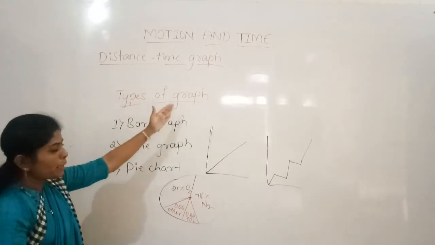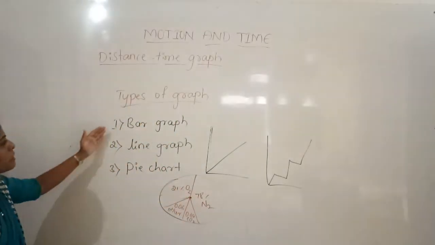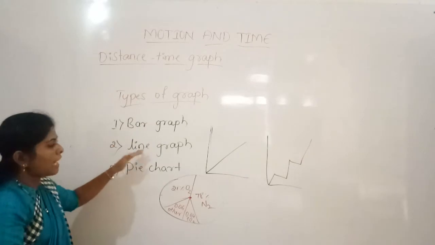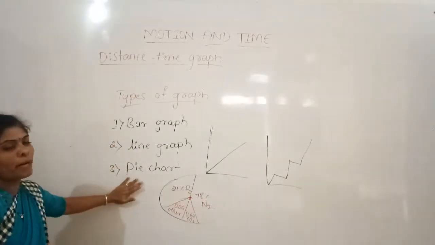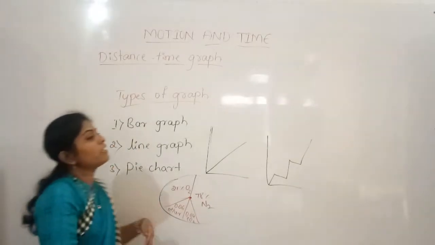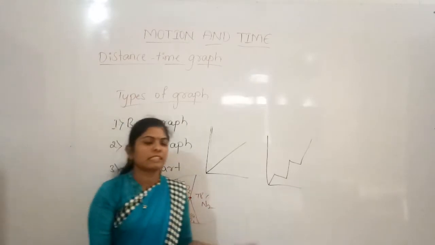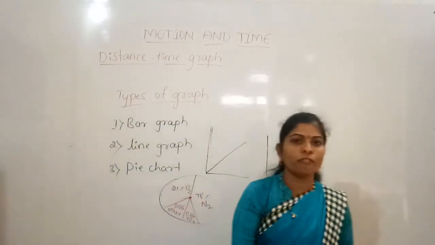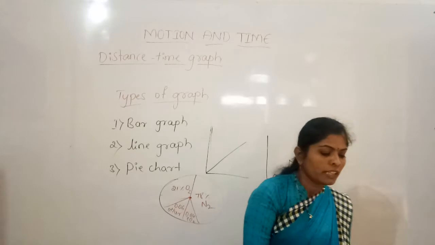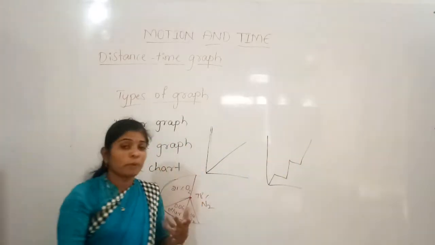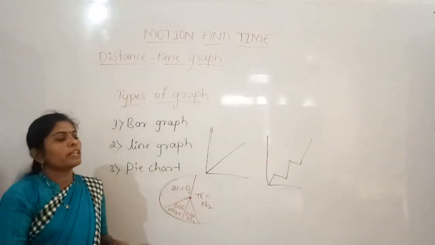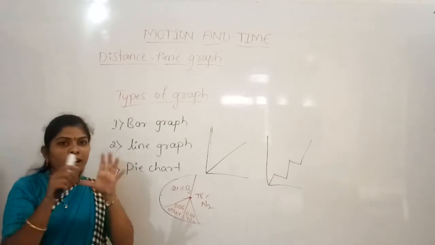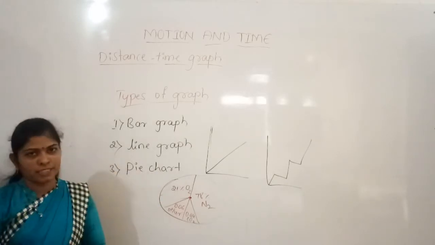So there are different types of graphs. One is the bar graph, another is the line graph, and another is the pie chart. According to our convenience, we can use the different types of graphs. And we can even take percentages also. Suppose you want to show your academic performance class wise.